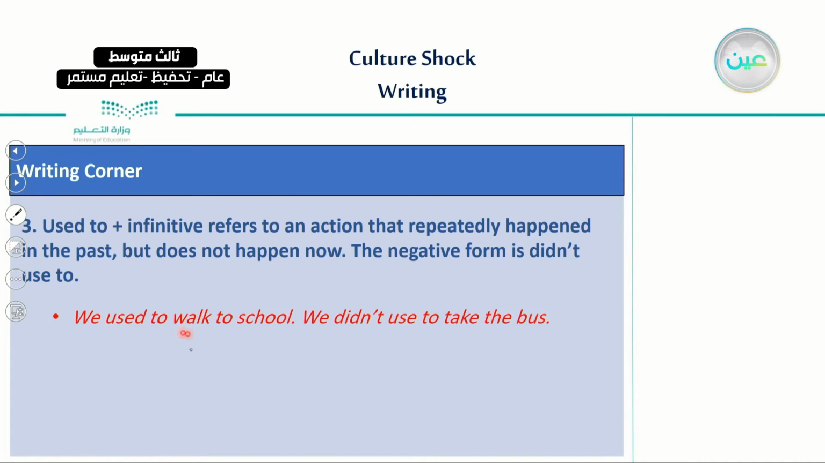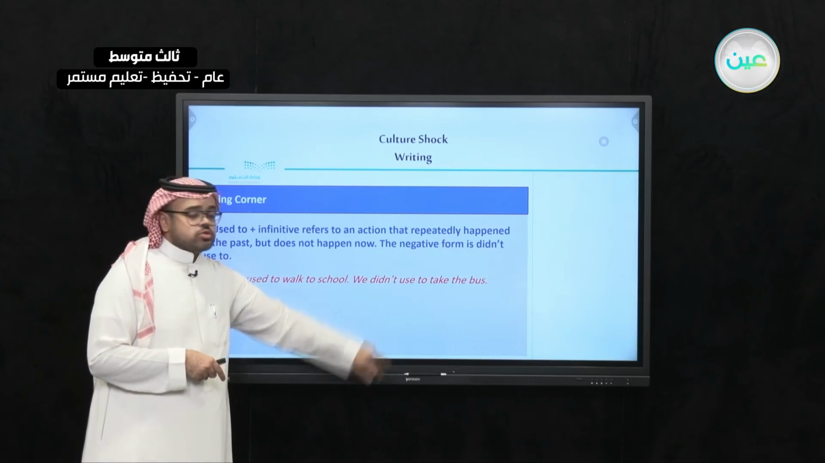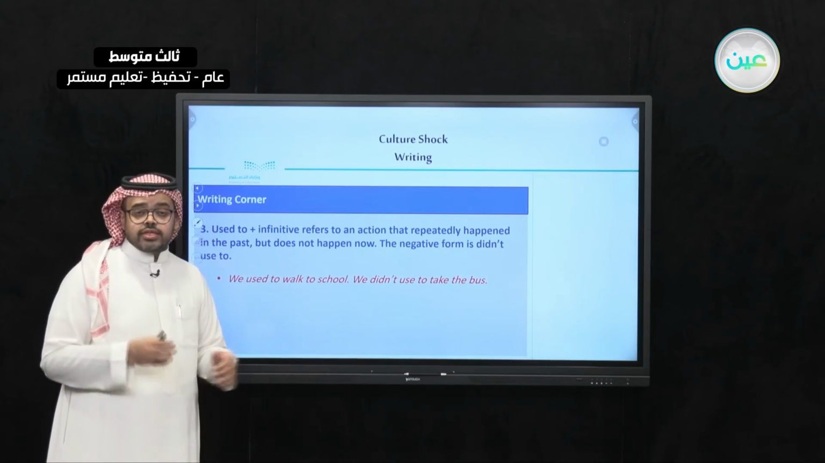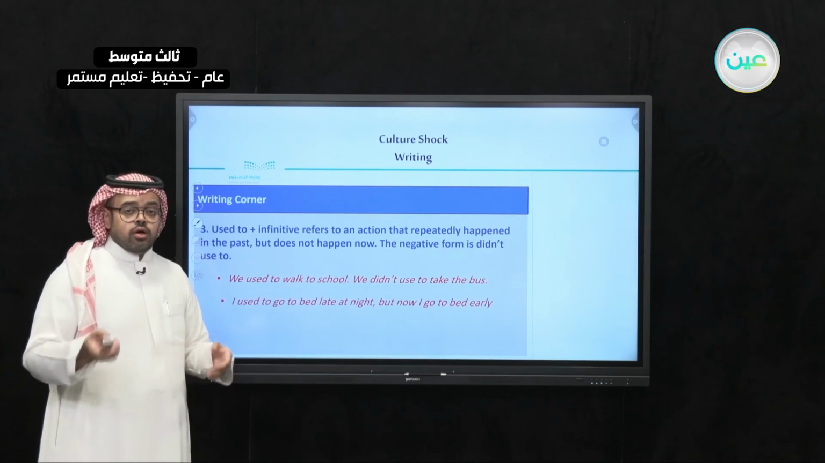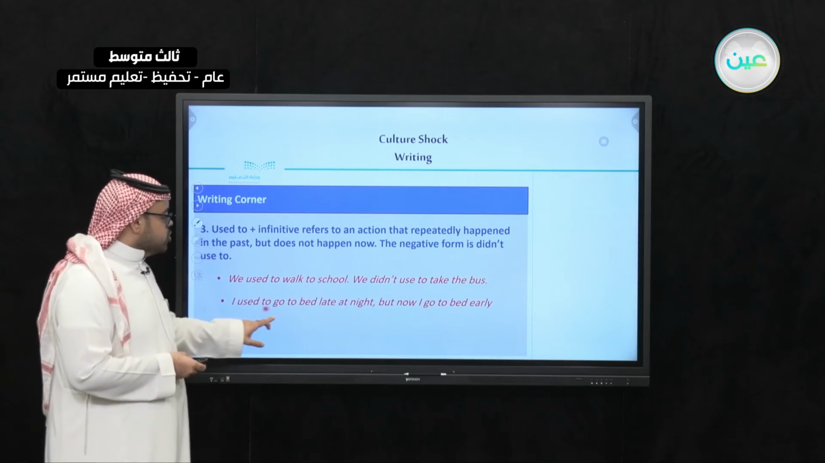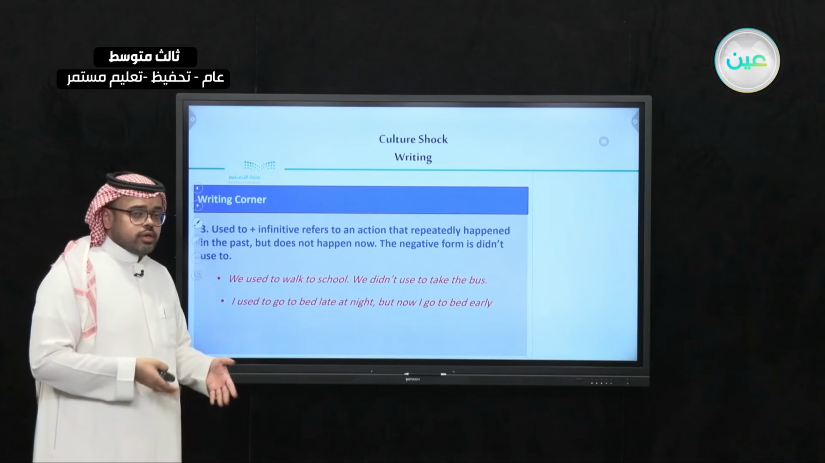We used to walk to school. So this is something that happened before in the past, but now we didn't use to take the bus. So another action at that time is that we didn't use to take the bus. Also another example, I used to go to bed late at night, but now I go to bed early. I used to go, so this is also another example, using used to plus infinitive to talk about something that happened before but not now.